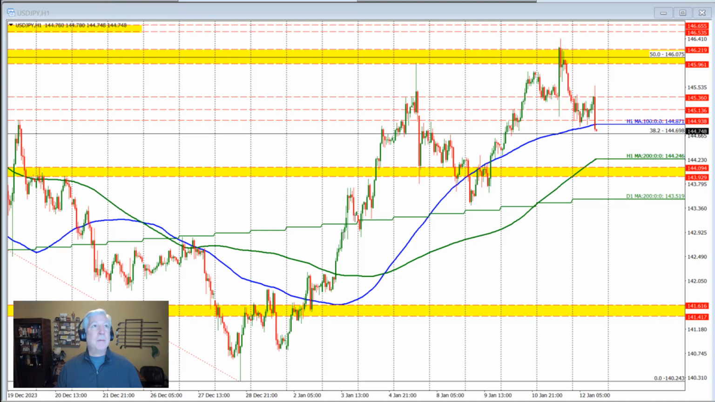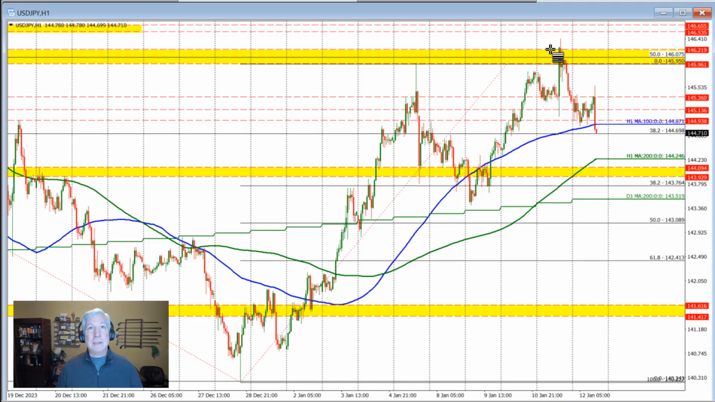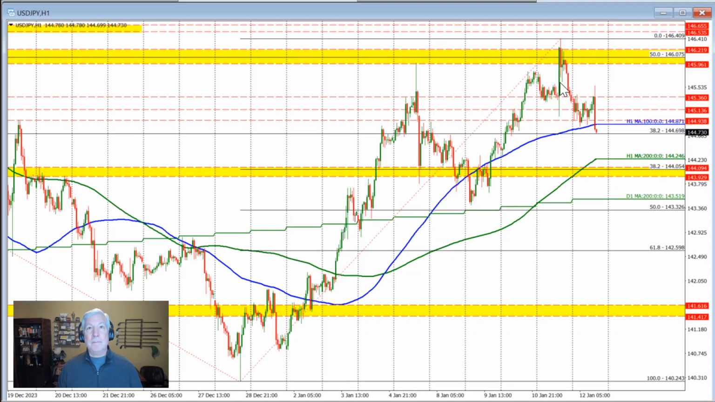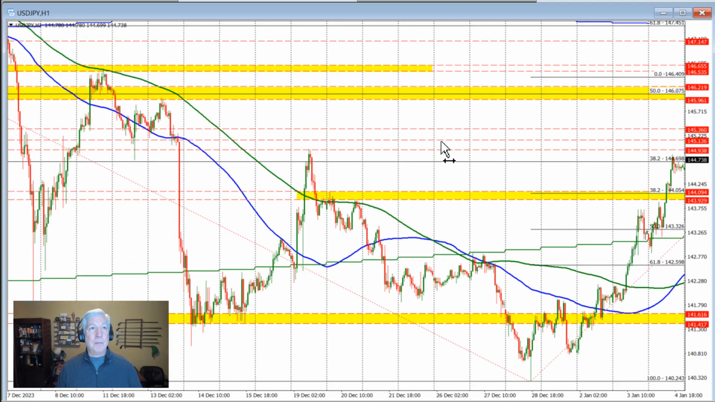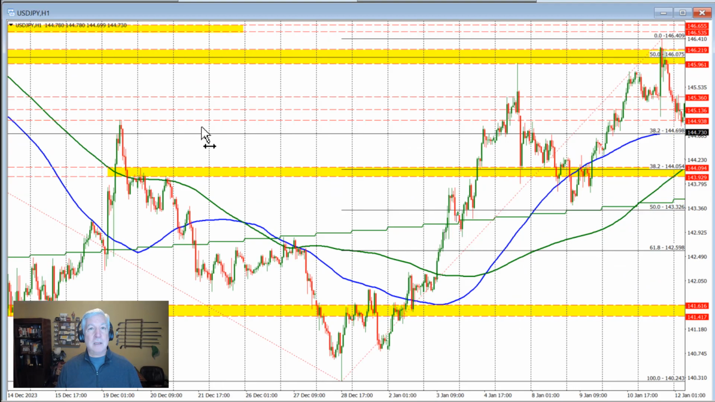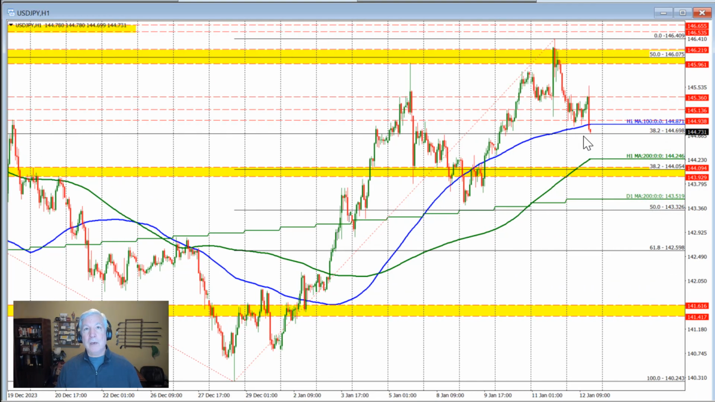I'm going to put a Fibonacci retracement from this low up to the high and see how that measures out, especially for the 38.2. And this 38.2 is of this bigger move down from the November high to the December low. So we are now testing that level. But on the downside, the 200-hour moving average and the 38.2% retracement of this move to the upside are the next targets on the downside.